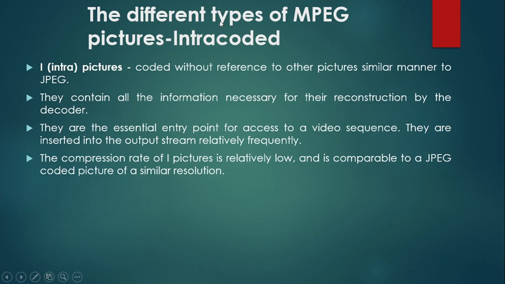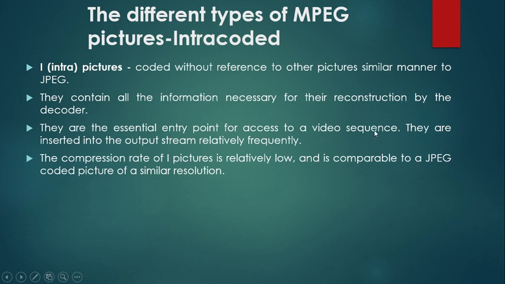Now in order to do all this MPEG coding, we have to deal with three types of pictures. The first type is the intra-coded pictures. There we are going to employ the same principle as that of JPEG. That is, without considering the other frames, we are going to individually encode a frame like in JPEG. So I pictures, or the intra frames, are coded without reference to other pictures. They contain all the information necessary for their construction by the decoder. And they are the essential entry points in a video sequence.